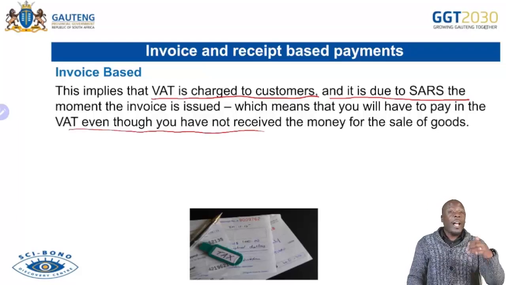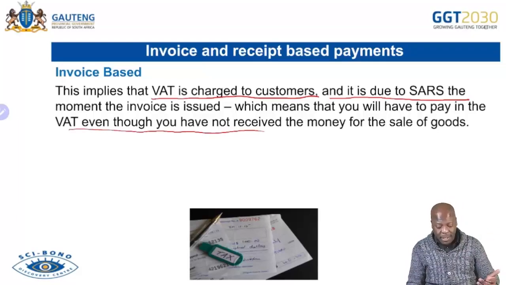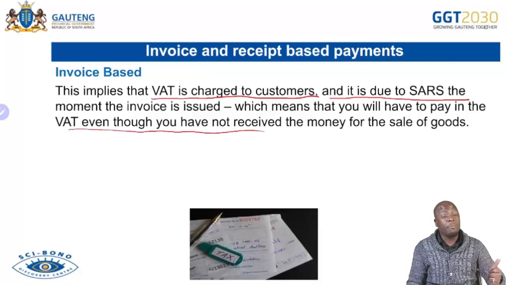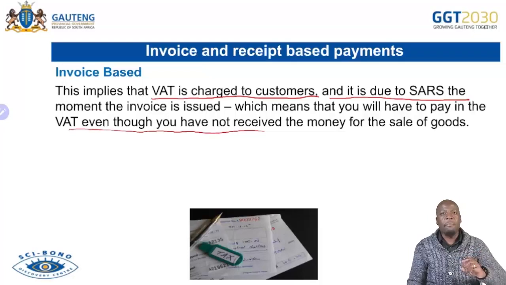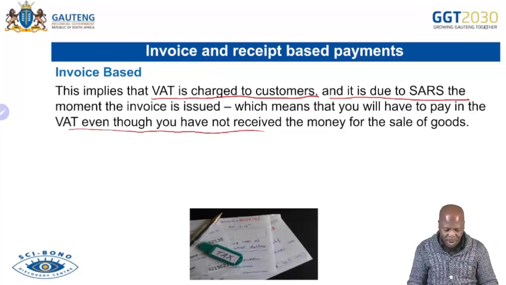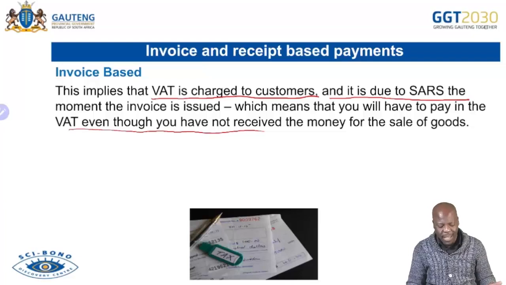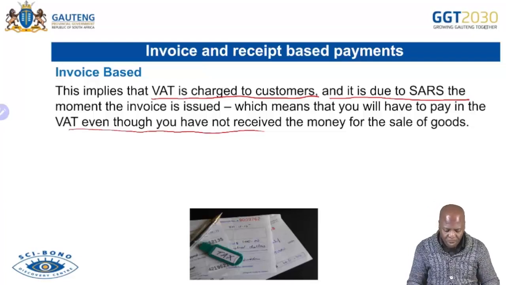Now, I want to take it that you already understand what an invoice is. It simply means you've sold goods on credit. So the moment you sell goods to your customers, you issue an invoice. When we come now to VAT using the invoice-based method, we already consider that we must pay the amount over to SARS, even though we know our customers have not yet paid us. So we have not yet received the money on the sale of goods, yet we already account for VAT to SARS. This is the invoice-based method.